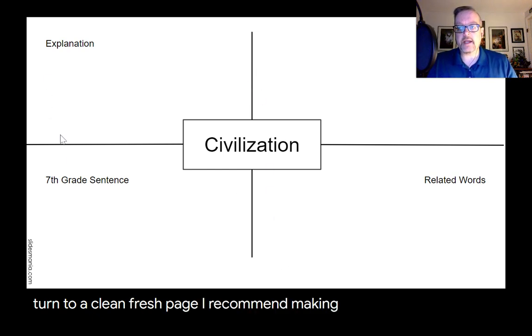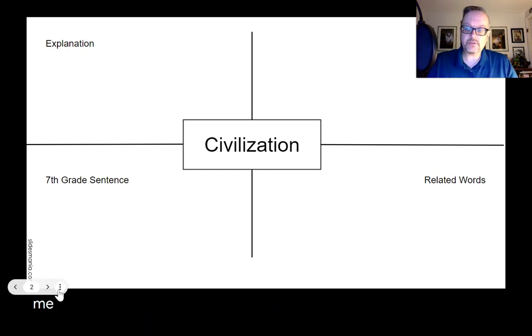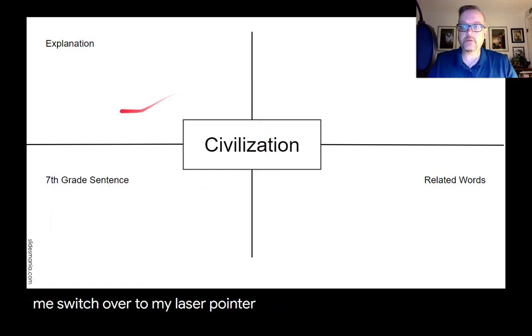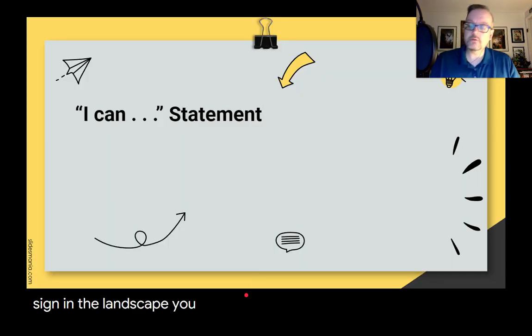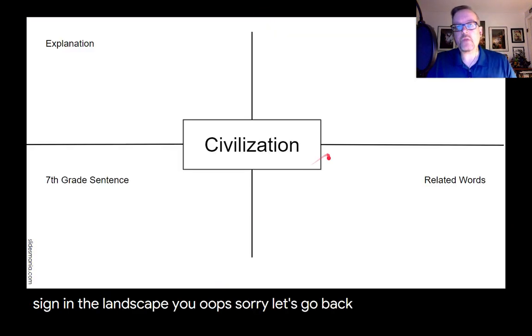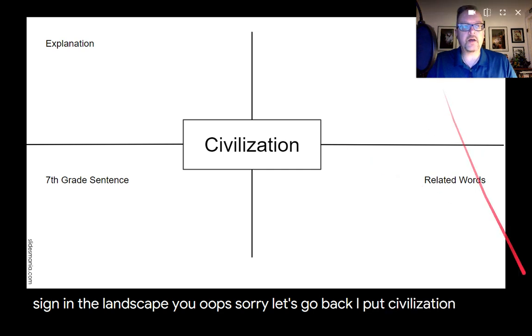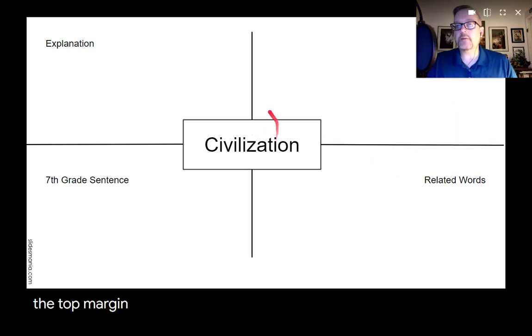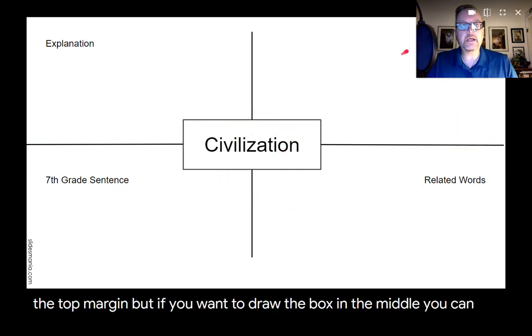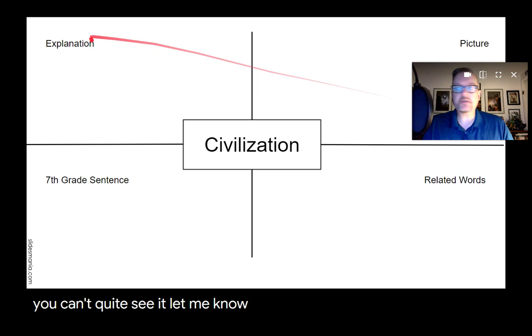I recommend making a giant plus sign. Here we go. We're making a big plus sign in the landscape view. I put civilization up at the top margin, but if you want to draw the box in the middle, you can. You can't quite see it. Let me move the picture right here.